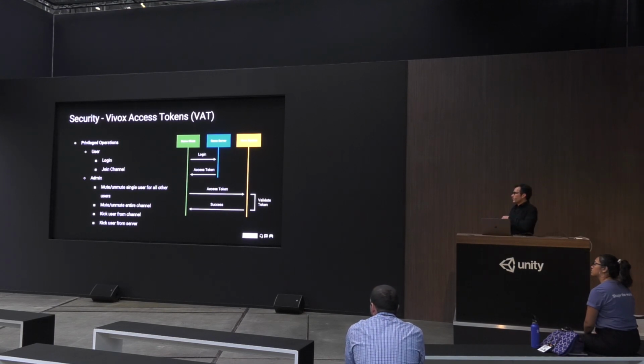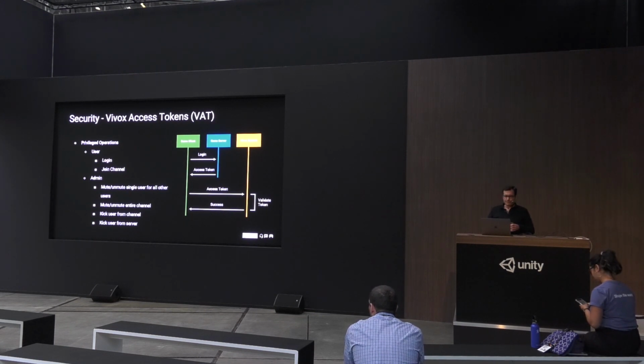So security is a big concern with any online system like this. But Vivox Voice is secure. We use something called Vivox Access Tokens, or VATs. They're very similar to JWTs, if you're familiar with those, and they have a couple of important characteristics, one of which is they can only be used once, and then they expire even if they're not used.